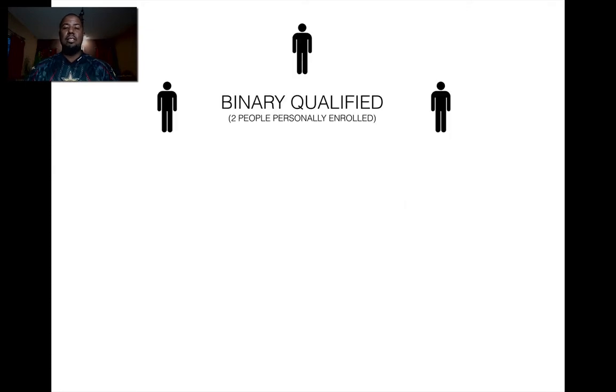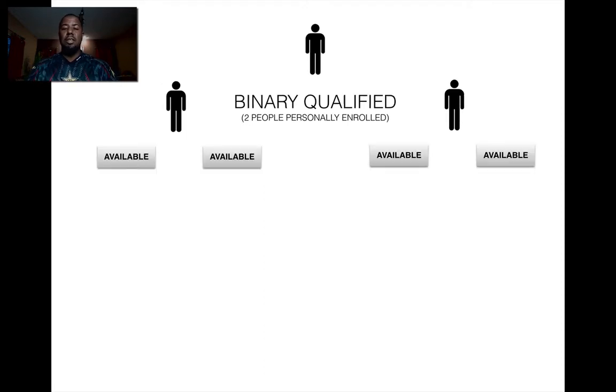So, like I said, in a scenario, you come into TLC, you personally enroll, you get binary qualified, which is just personally enrolling two people. You put one on your left and one on your right. You'll see something like this. Now, once you go into your back office after this is done, you'll see that the two people you enrolled each have two available positions underneath them that can be filled either by people that you continue to personally enroll or people that they sign up as well.